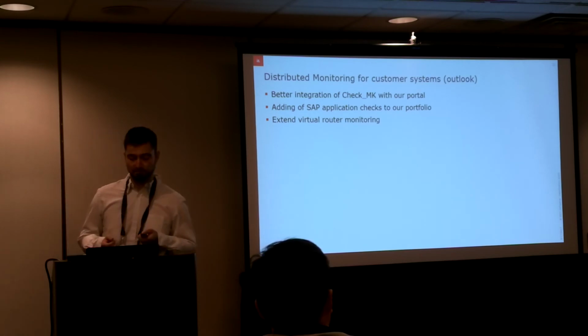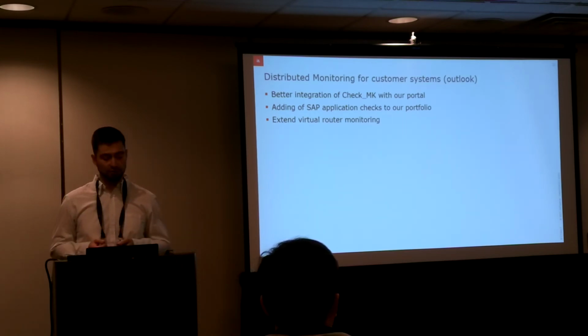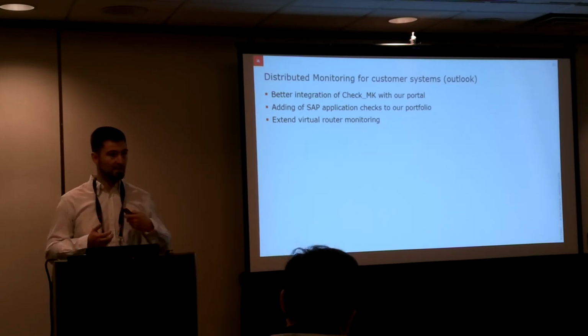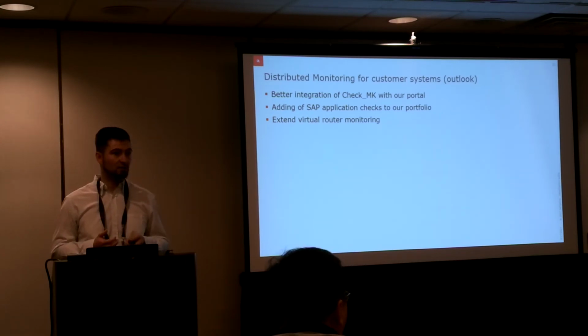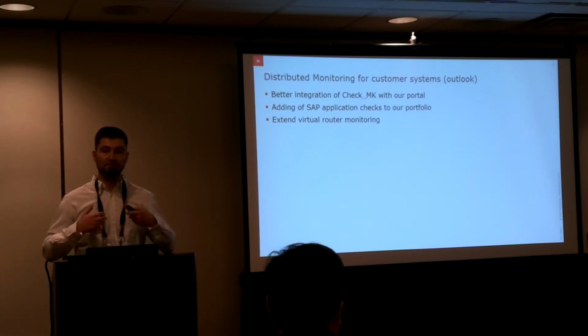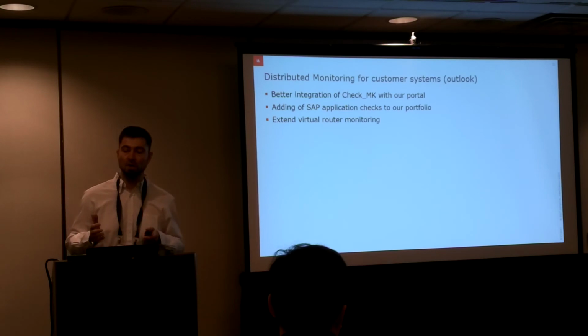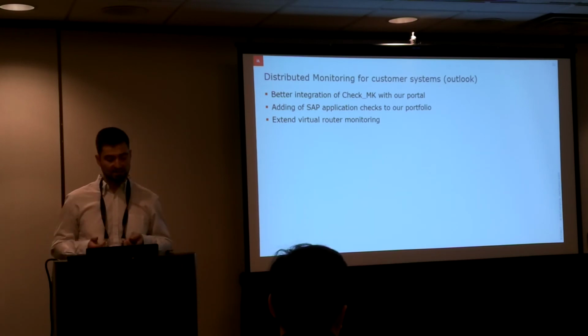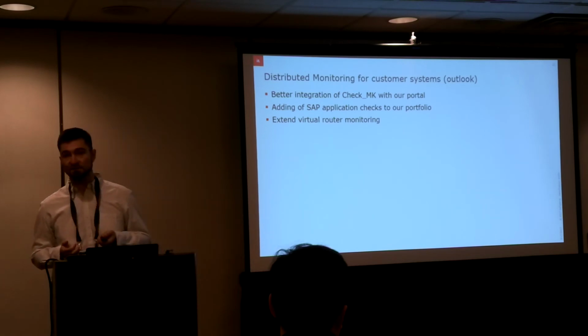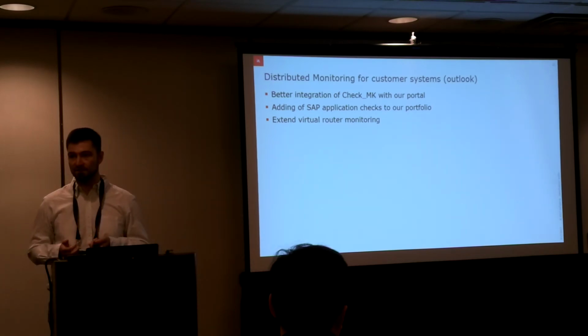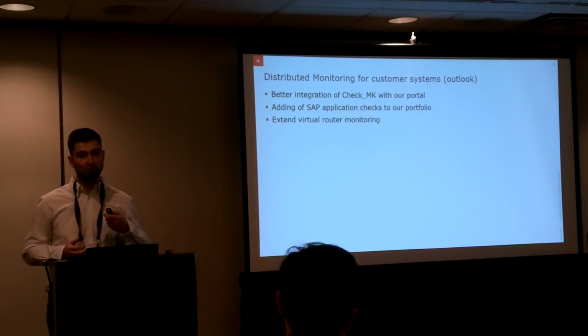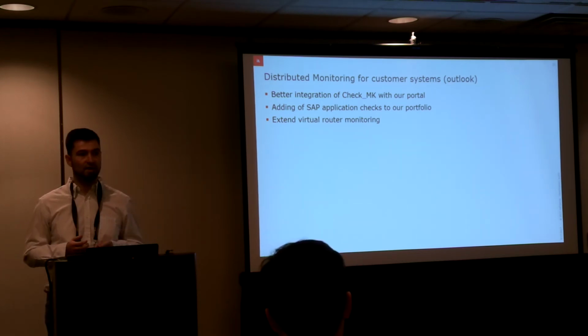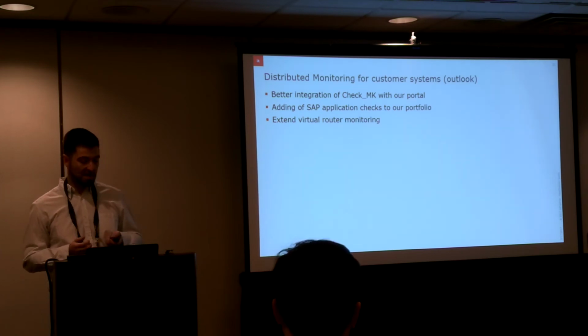Okay, now a short outlook of what may come in the future. In the future, we also want to do a better integration of the monitoring system within our portal. That means we also want to give the customer the opportunity to have some long-term overview of the data of his systems or of his services. We want to add some more application checks, specifically for HANA databases, S4 instances, and some old R3 systems. And we also want to extend the virtual router monitoring. That means we want to do it more dynamically, so that we can also roll out new plugins and new checks to the existing virtual routers. So this is the plan for the future.